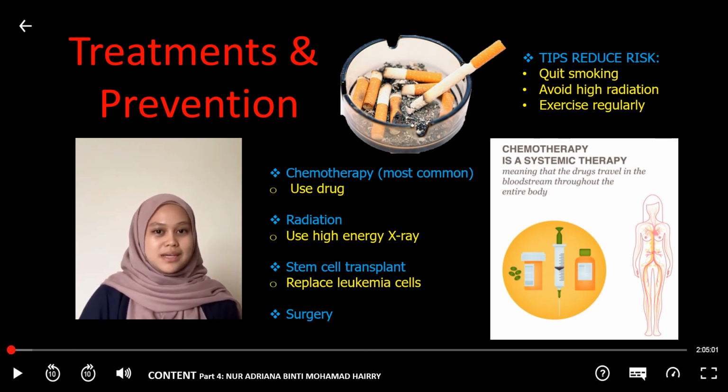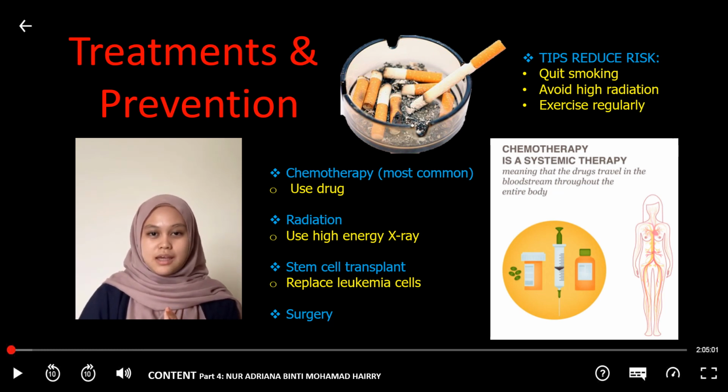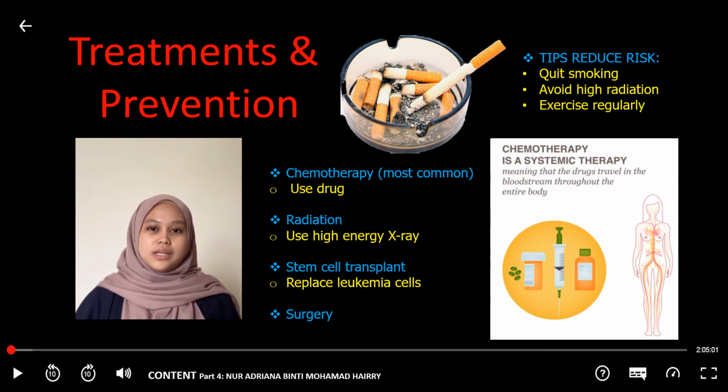Unfortunately, leukemia does not have a clear way to prevent it, but there are tips that can reduce our risk of getting leukemia. First, we need to quit smoking. As you know, cigarettes contain chemical substances that are very harmful to our body, such as tobacco. So, smoking has a proven risk that can lead to many cancers, including leukemia. Second, avoid high radiation.